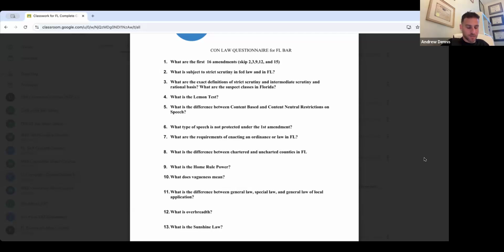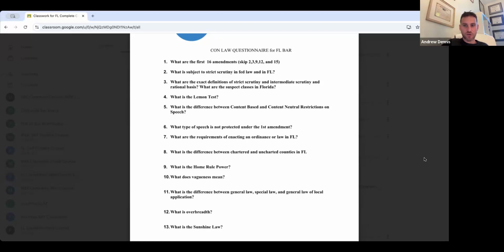So rational basis means the plaintiff has the burden of showing that it's not reasonably related to a legitimate government purpose. The Lemon test has kind of been abrogated in the sense that we're now going to refer to historical case law, historical precepts, in terms of separation of church and state. But typically, it's constitutionally problematic if the state is establishing or encroaching on religion without a secular purpose.